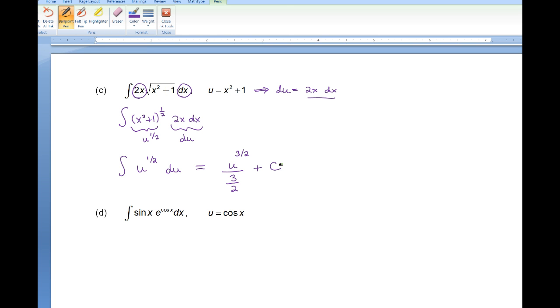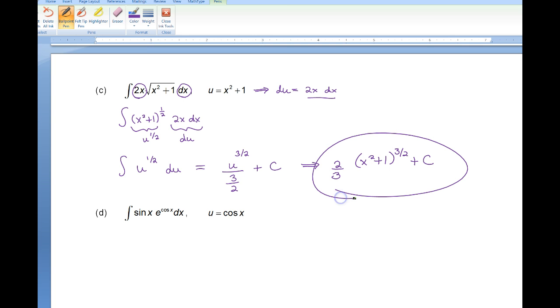And then just plug back in. The last step was, this is our answer with u, but we want to go back because we were originally working with x. And now we're going to plug that in. So here, our final answer is going to be 2/3 (x squared plus 1) to the 3/2, and then plus c. And you don't need to simplify anything there.